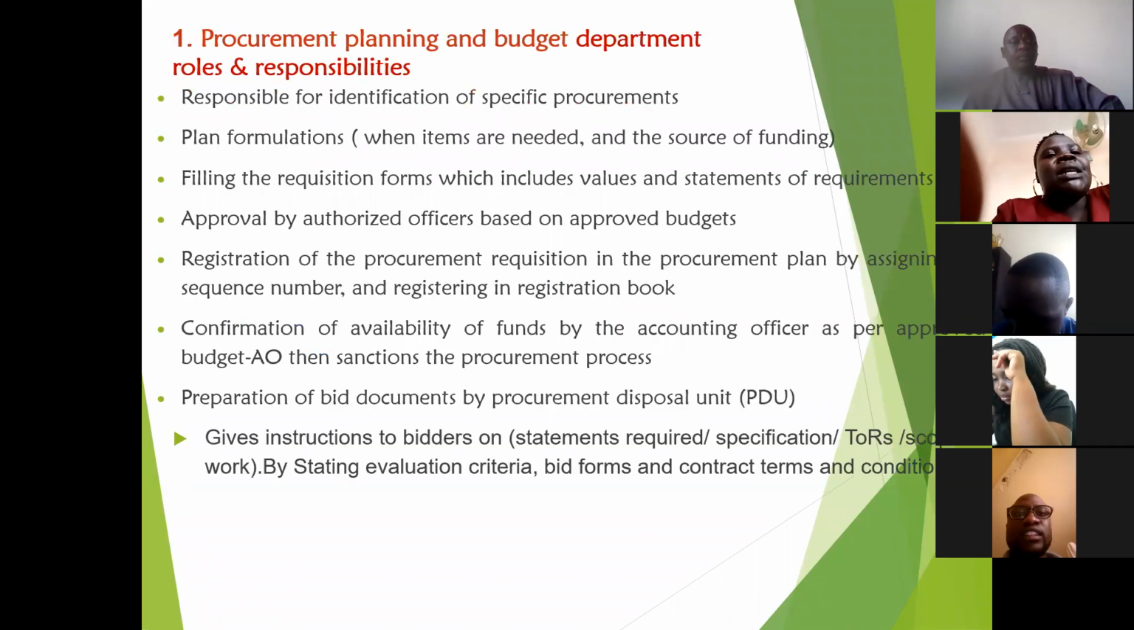In detail, I am going to talk about the procurement planning and budgeting department, its roles and responsibilities. This phase is responsible for identification of specific procurements, plan formulation of when items are needed, and the source of funding, signing the requisition forms which have values and statements of requirements, and approval by authorized officers based on approved budgets. It also registers the procurement requisition in the procurement plan by assigning the sequence number and registering in the registration book, and confirms availability of funds by the accounting officer as per approved budget, who then sanctions the procurement process. Bid documents are prepared by the procurement and disposal unit, giving instructions to bidders on statements required, specifications, TORs, and scope of work, by setting evaluation criteria, bid forms, and contract terms and conditions.